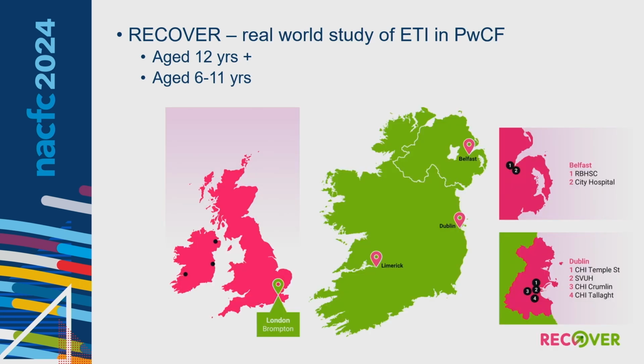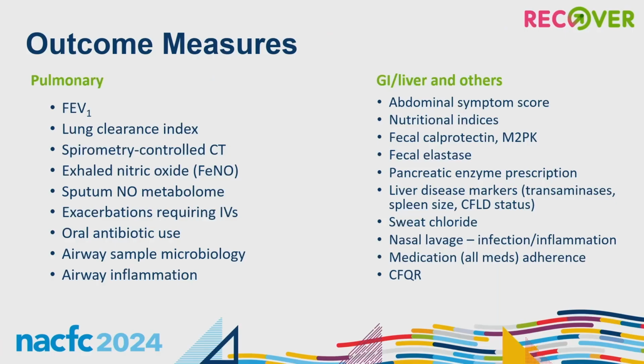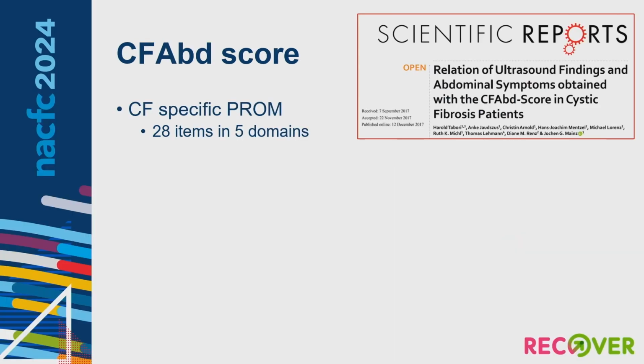So as I said, this is a multi-centre study. On the left there is our centre in London, and then in the Republic of Ireland and Northern Ireland, there are multiple centres which are taking part there. We've got a lot of outcome measures, and you may have seen Paul or colleagues presenting on others of these, either previous conferences or now. But those that I'm going to focus on today are the abdominal symptom score, which was created by Jochen Mainz, and fecal calprotectin and N2PK, and fecal elastase.